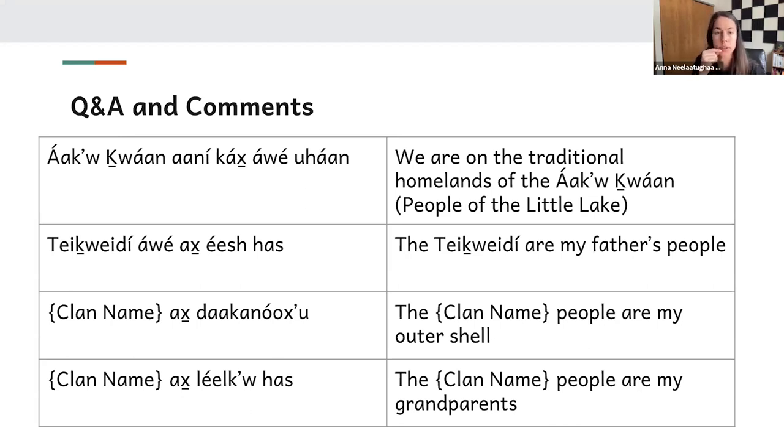As far as the cultural nuances, let's practice them, and then just so you have them in your pocket. If your father's people are Te Kwedi, repeat this after me. Te Kwedi awa ishas.